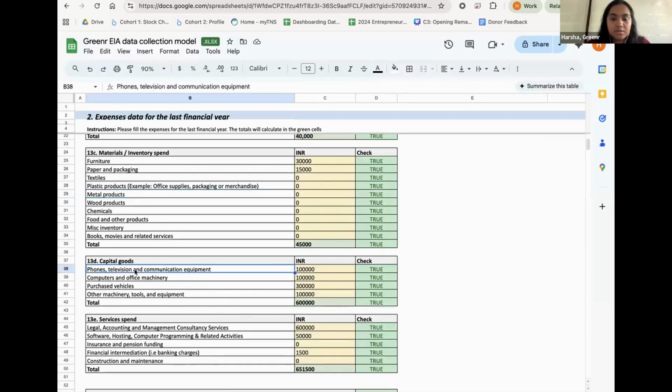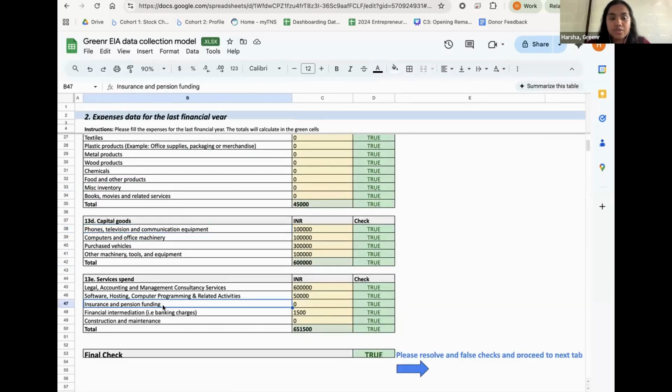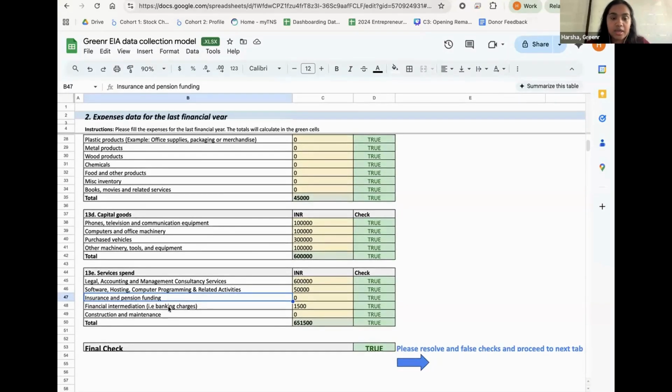Similarly for capital goods and services spend. For example, if you're using any software, even those have certain emissions associated with them across your value chain. And the same for any legal services, financial or banking charges and all of that. All of this information is basically coming from your audited financial statements.